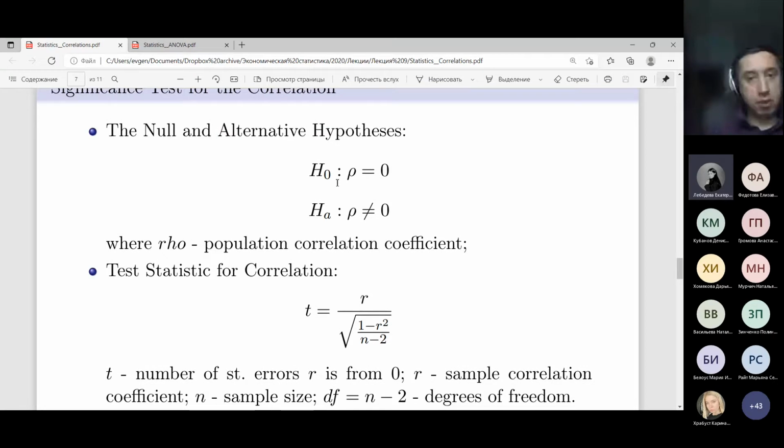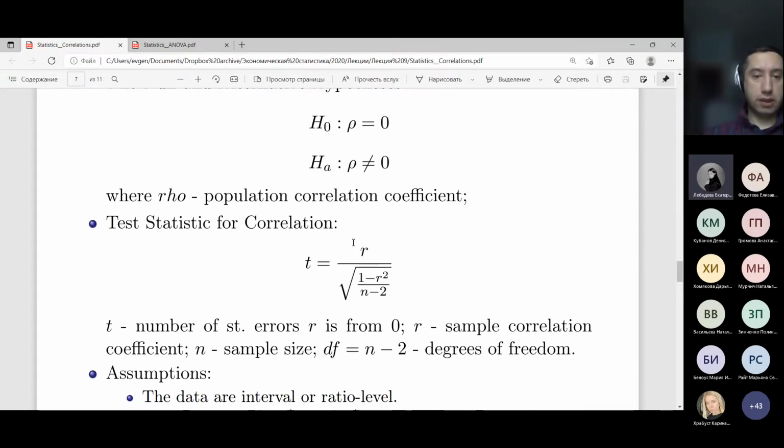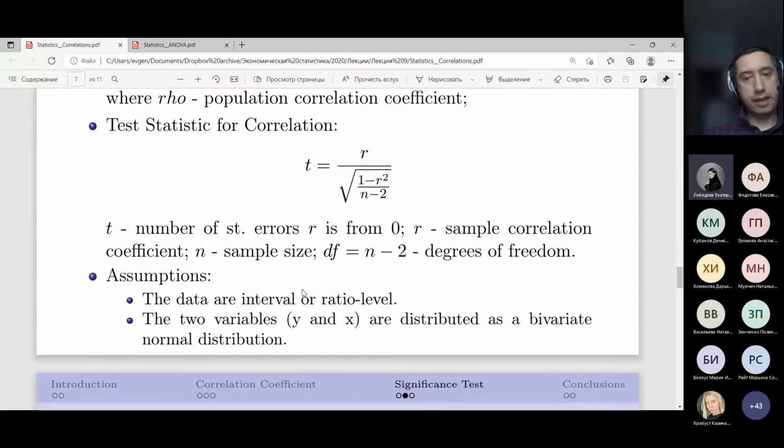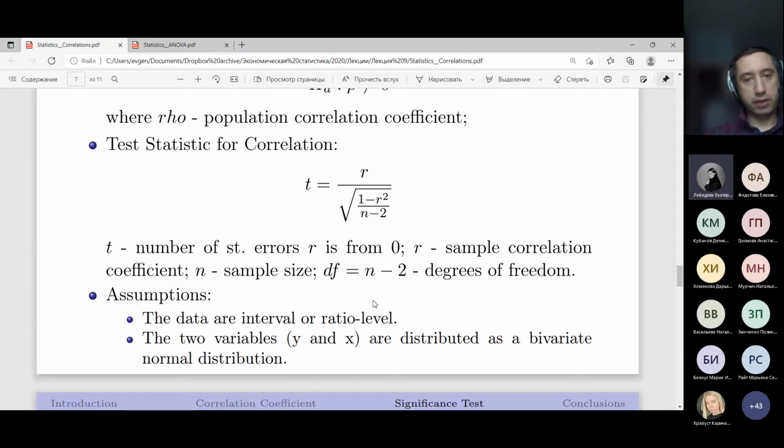The name of this parameter is rho. It is the population correlation coefficient. Next we calculate the t statistic. We use our correlation coefficient and divide it by this. And we apply n-2 degrees of freedom to find critical values, or we rely on the p-value approach.